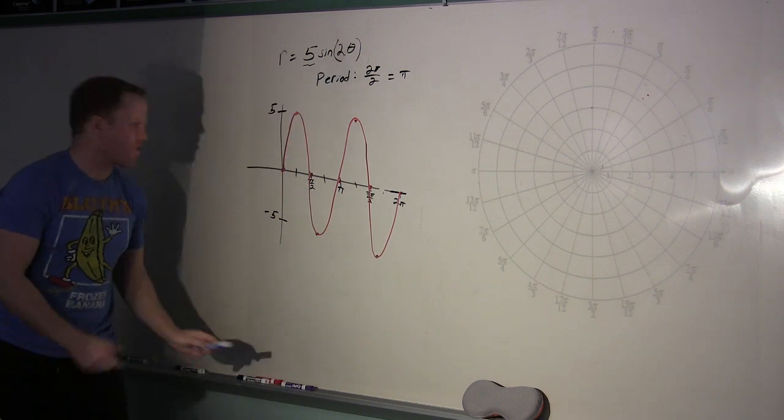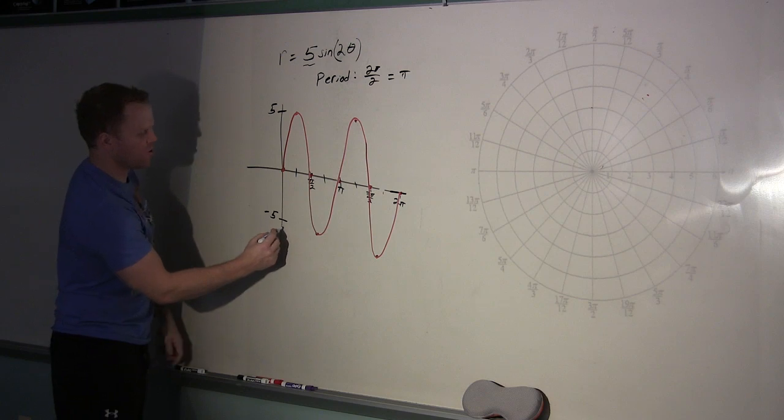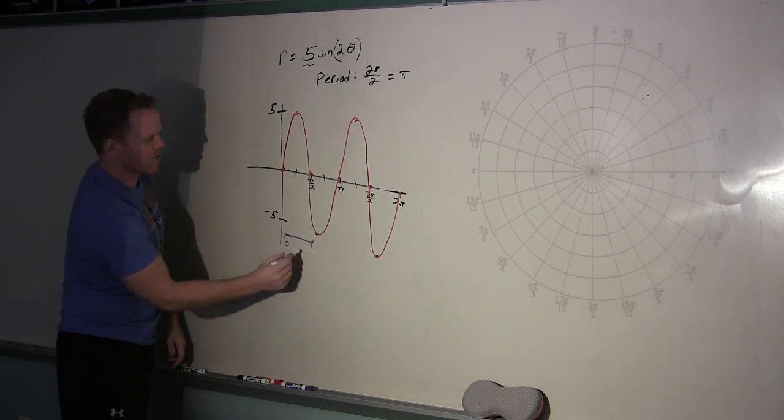So let's use our graph to our advantage. First quadrant angles are all nice and pretty, from 0 to pi over 2.